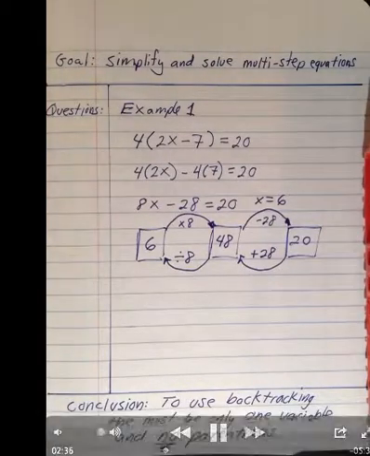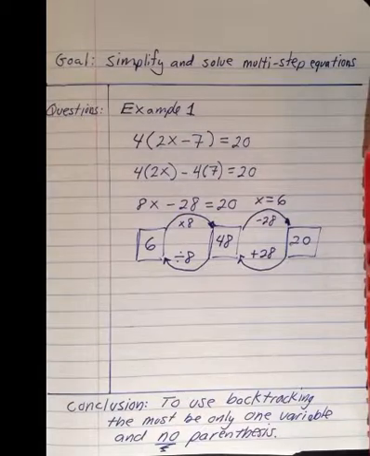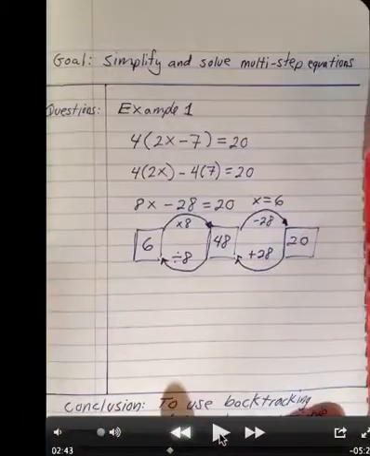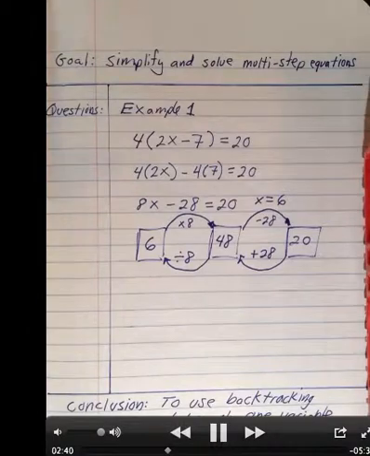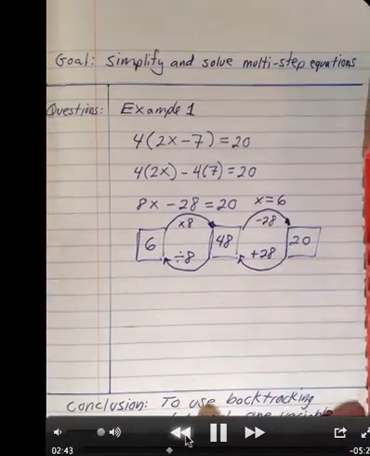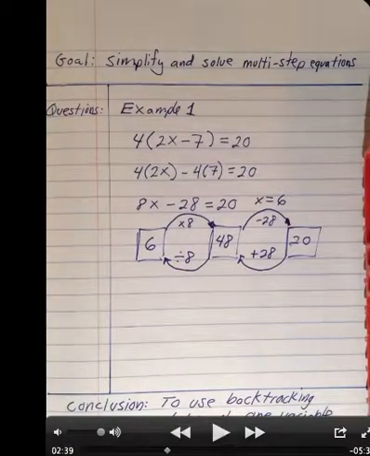You can skip to conclusion. Oh, there it is, sorry. To use backtracking, there must be only one variable and no parentheses. I'll back that up so you can see that again. Sorry about that. If you're doing this independently, I'm trying to get it so you can see it.